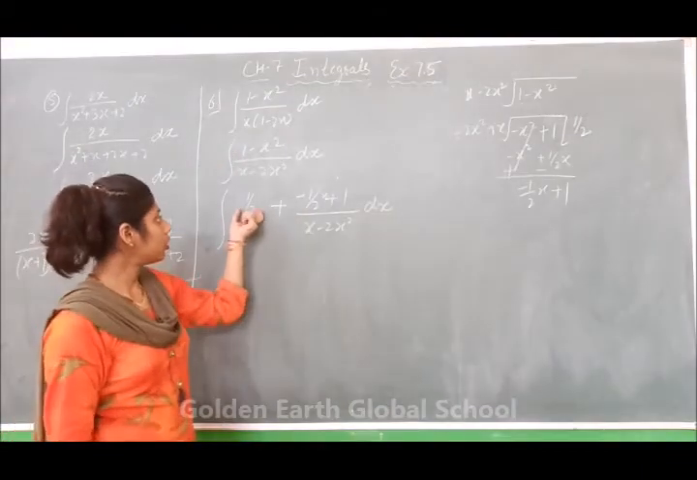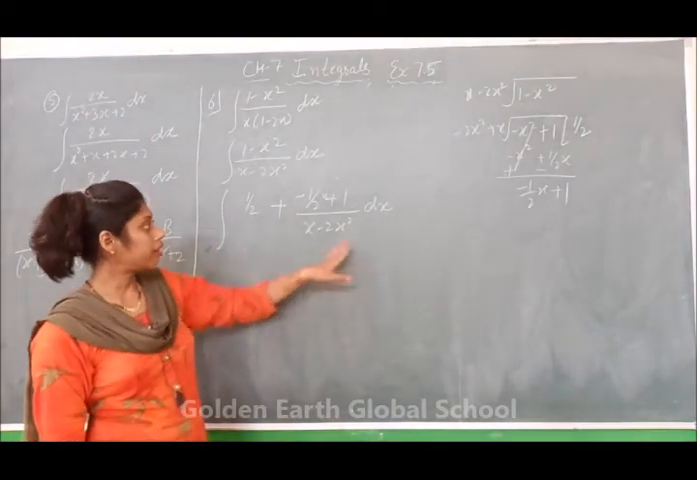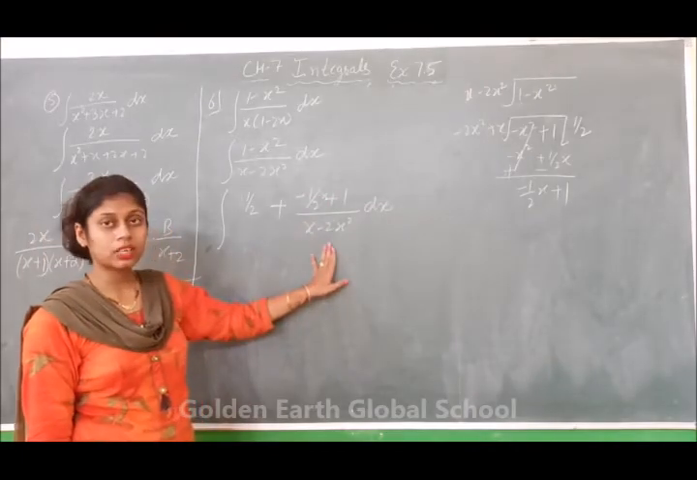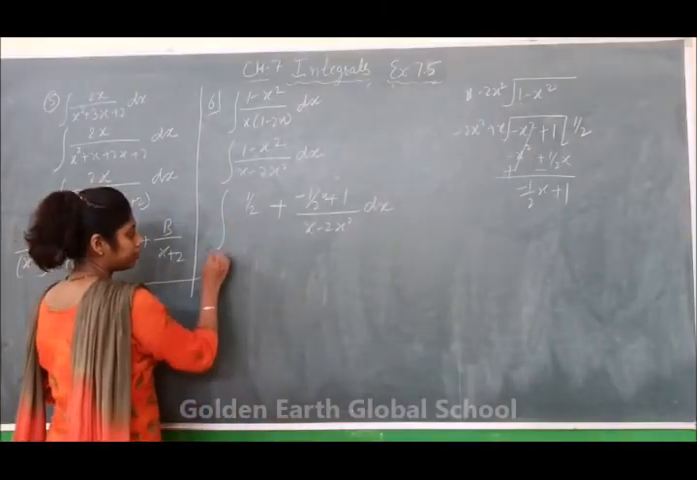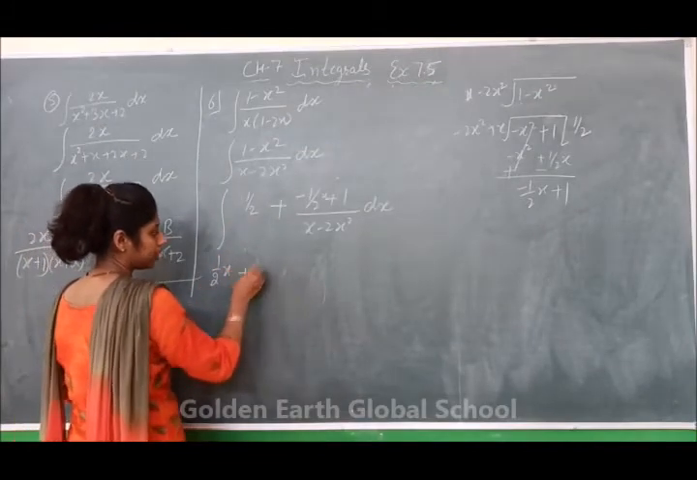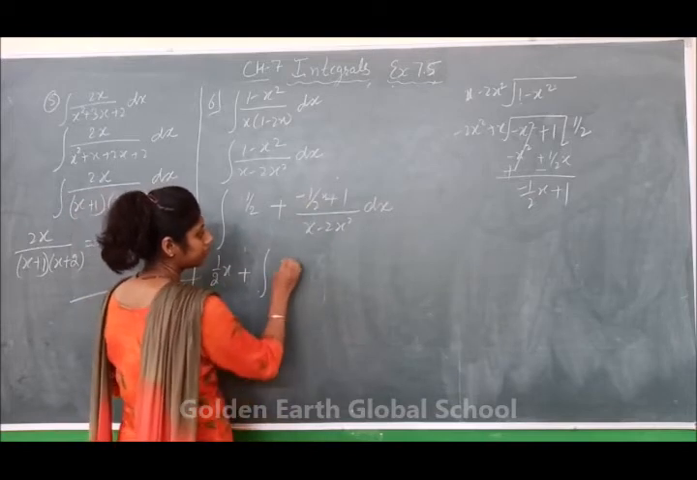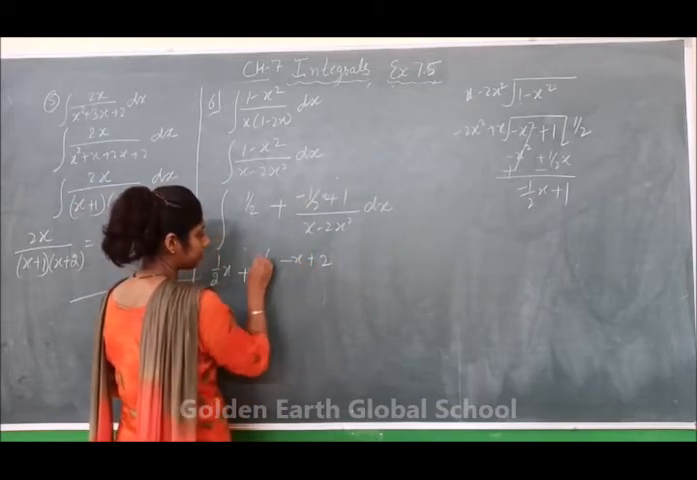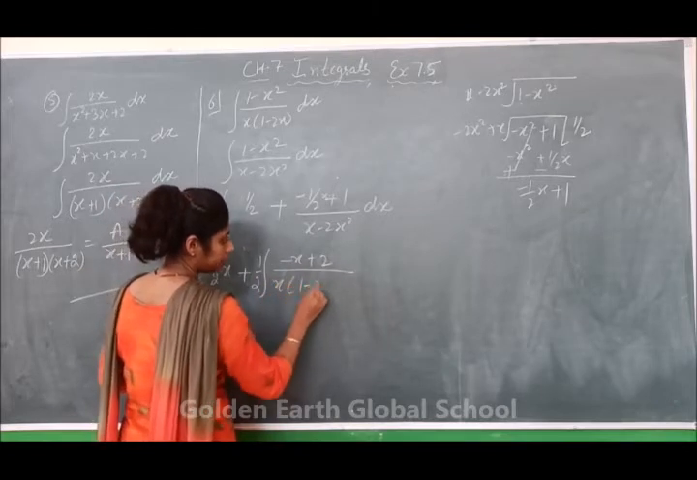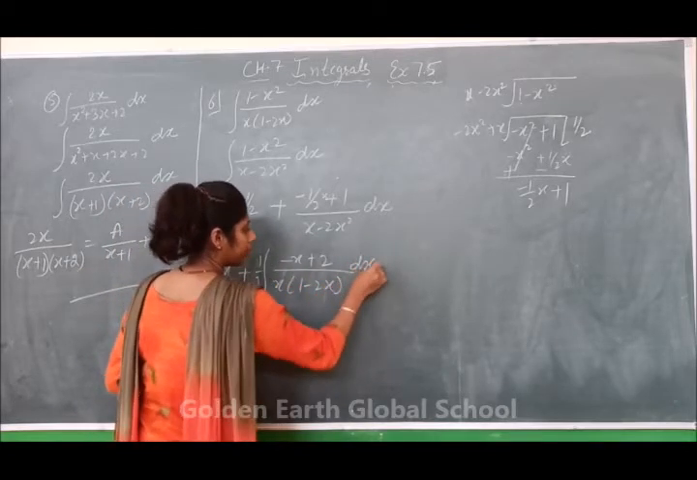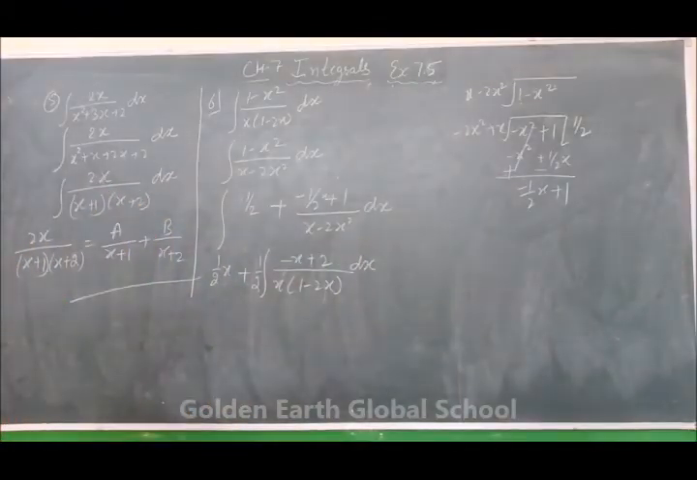Now see, we know integration of 1 by 2 is 1 by 2 into x. Now we have to do the integration of this term by applying the partial fraction. This will become 1 by 2x. And here, if you will take LCM, minus x plus 2, this 1 by 2 you can write outside, upon take x common again. Now you can apply partial fraction here.